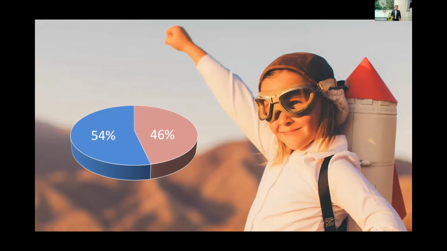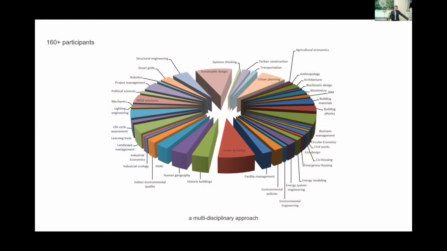With a very good gender balance, this is also important. We are really quite close to a 50-50 distribution, and this is clearly a very, very important topic as well. So we are also quite proud of that. Again, a multidisciplinary approach, more than, say, 40 different expertises represented in the action.